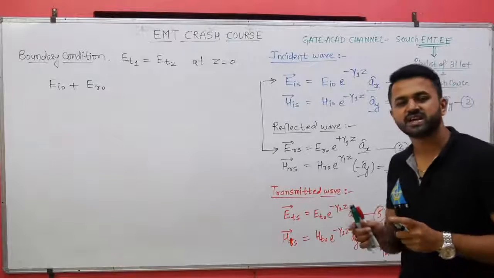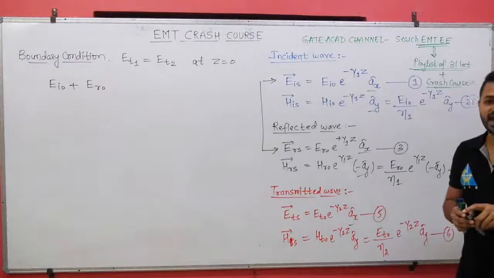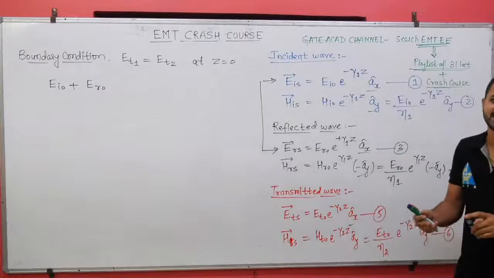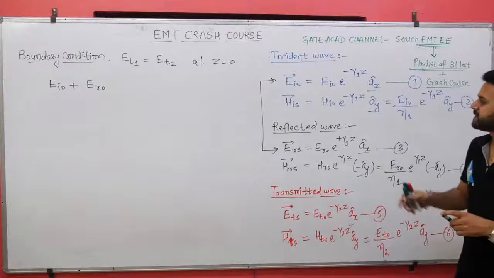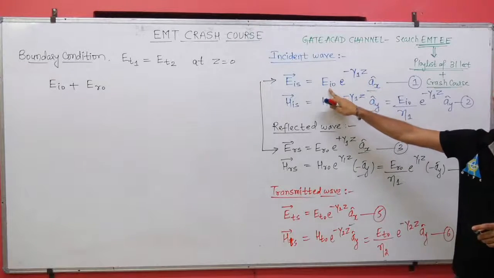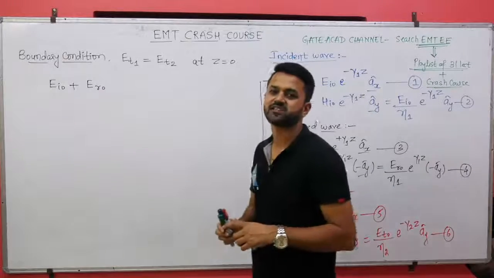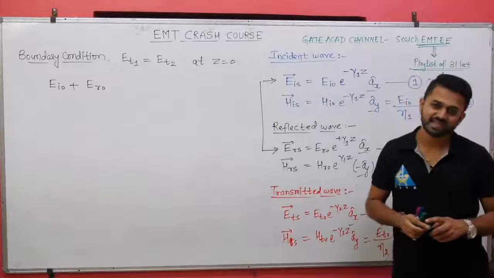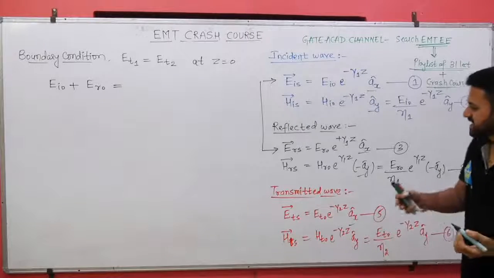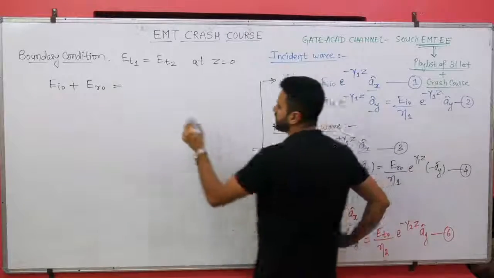So the total electric field in medium 1 is the sum of incident and reflected, and both components are tangential because both have x component, and we have to substitute at z equal to 0. So when you put z equal to 0, you will get EI0 only. The addition of these two is the total electric field in medium 1, and that is tangential to the boundary. Now the tangential component in medium 2 at z equal to 0 is ET0 from equation number 5.